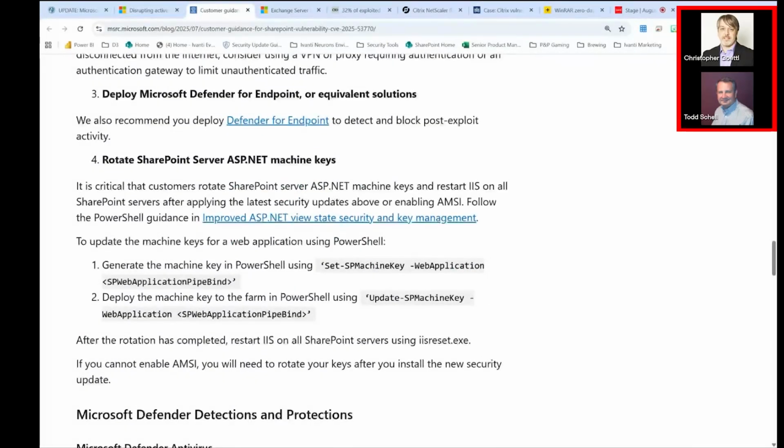More importantly, they are highly suggesting that you rotate your SharePoint server ASP.NET machine keys. If your system were to have been compromised, after you've updated the fixes and got those in place, changing these keys out will ensure that they don't have anything else that's been tampered with that could allow them to continue to bypass protections in place within your environment.